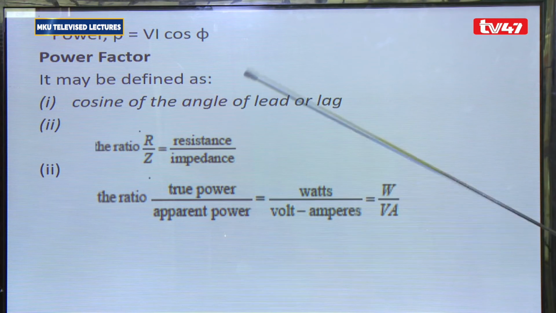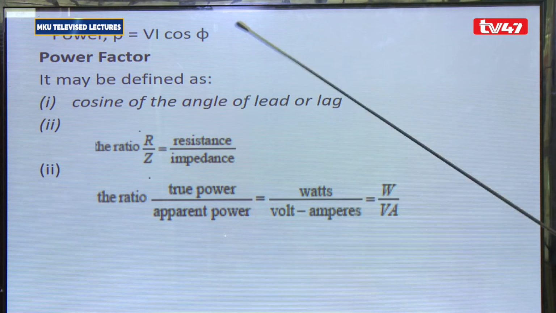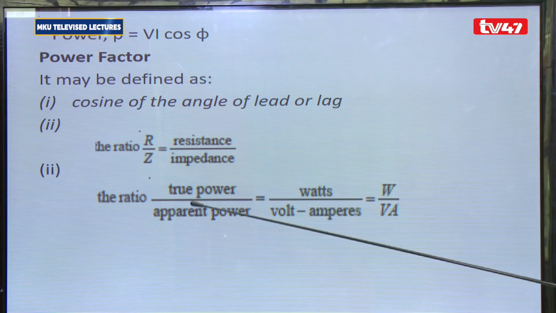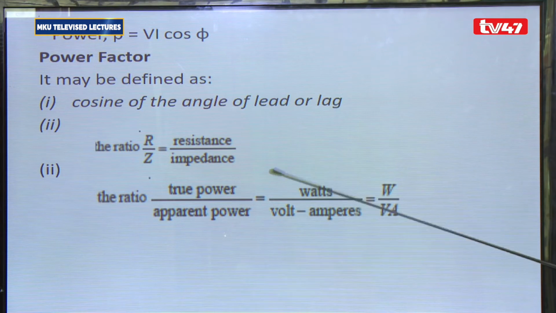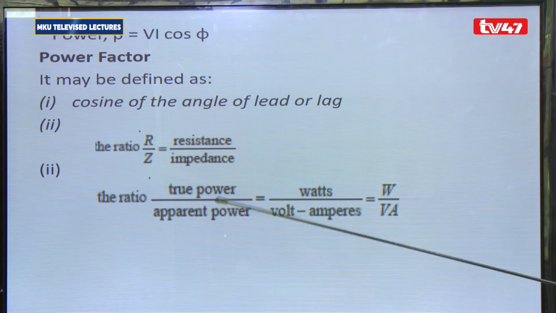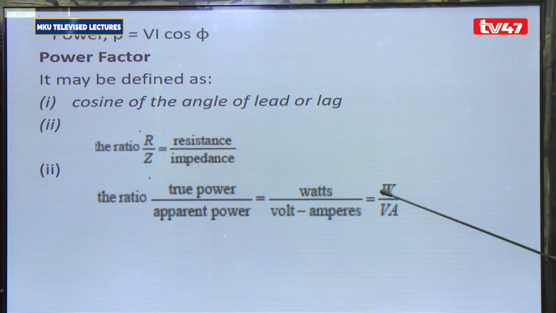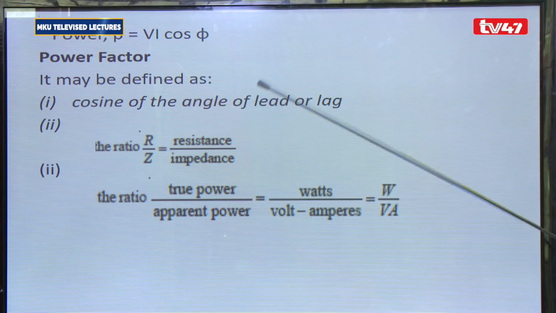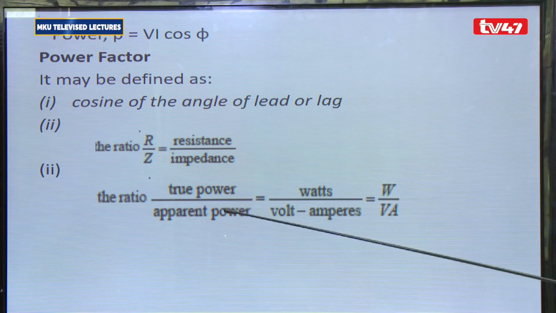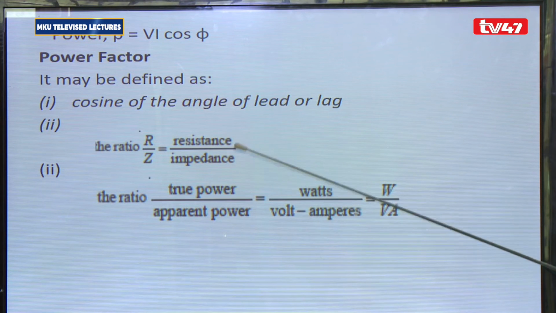Another way to get the power factor is getting the ratio of the powers. You have true power over apparent power. True power is given in watts, apparent power is given in volt amperes. Of course, these are the short forms of watts and volt amperes. So simply we can say that power factor is the ratio of true power to the apparent power.